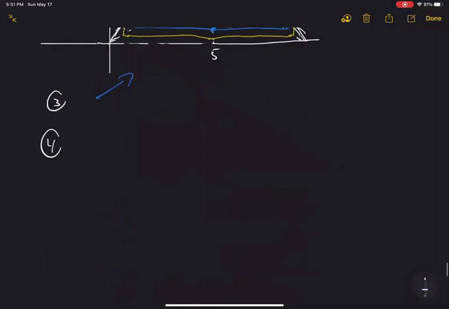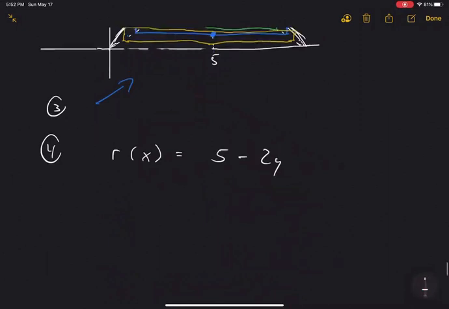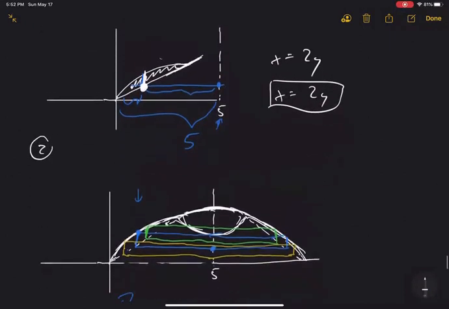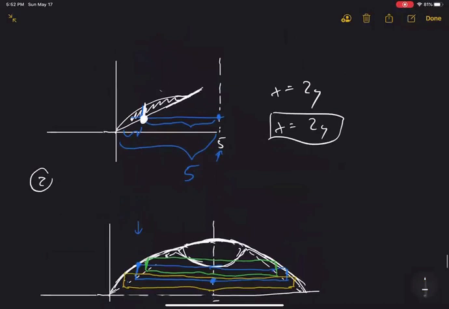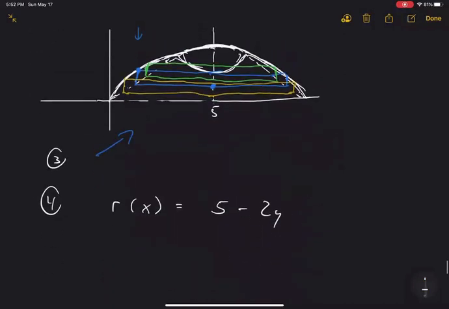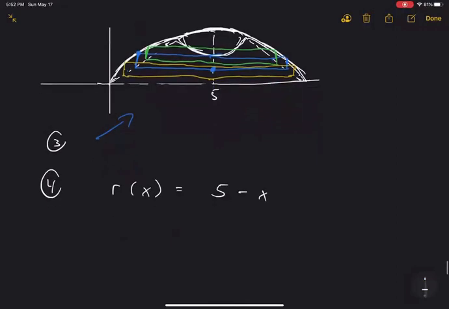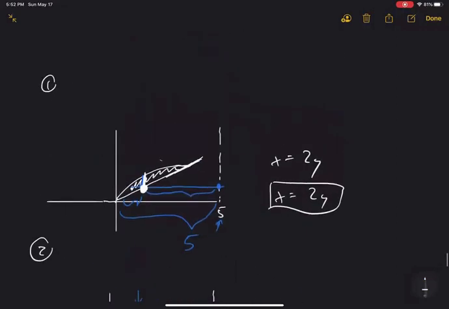So my radius in terms of x should be 5 minus 2y. Oh, and really it's just going to be 5 minus x, right? Because since we've rotated around a vertical line, we want to do everything in terms of x. So our radius is just going to be 5 minus x. So we don't even need this stuff yet.